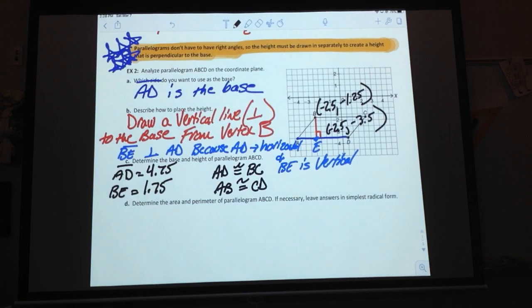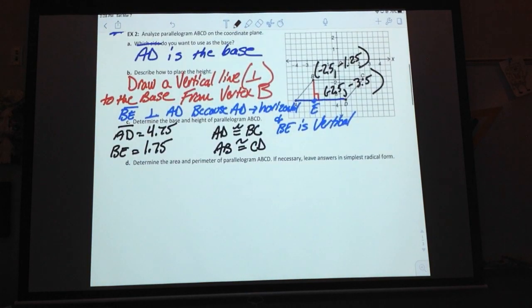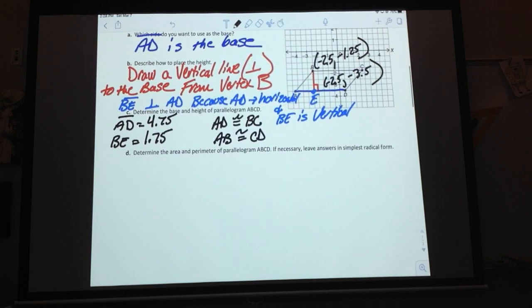All right. Now it says, determine the area and perimeter of parallelogram ABCD. If necessary, leave answers in simplest radical form. So I know that the area is going to be base times height. I know that perimeter is add up all four sides. Add all four sides, right? So I know that, right? So here we go.